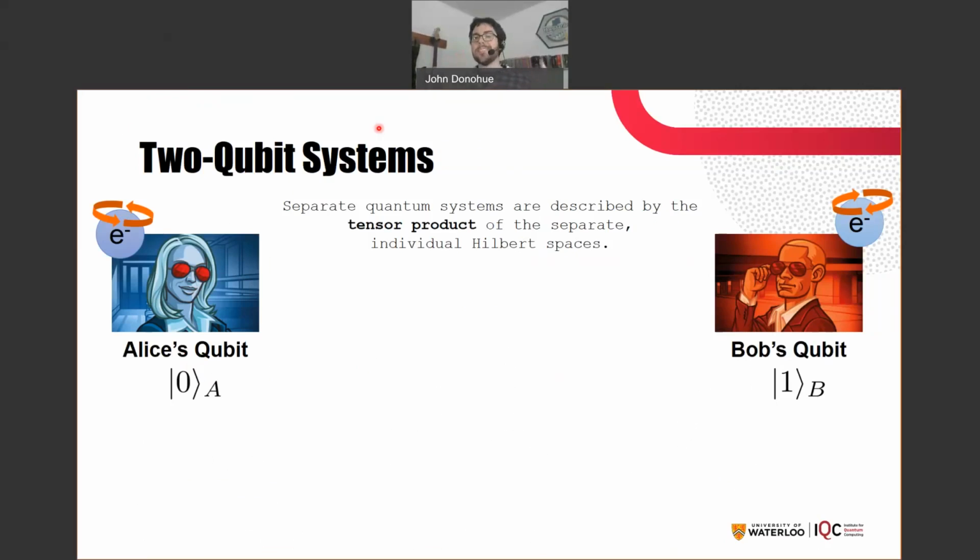So we have two separate quantum systems. How do we think about them together? Our next postulate of quantum mechanics is that separate quantum systems are described by the tensor product of the separate individual Hilbert spaces. Hilbert spaces, think about it like a vector space. It's some place where vector rules and inner products and that kind of stuff are obeyed. Don't have to think too much harder about it than that at this moment.